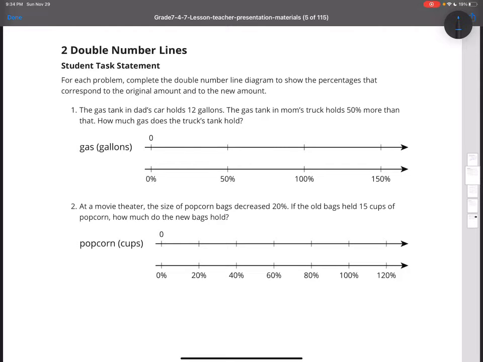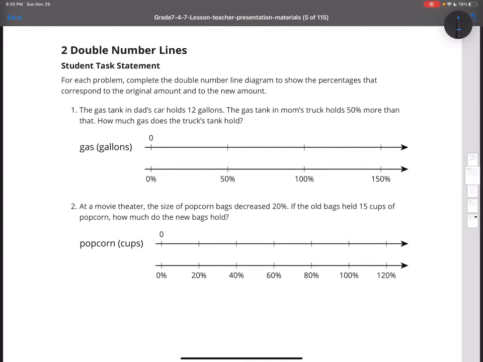Okay, guys, let's jump into the second portion of this lesson called double number lines. All right, it says for each problem, complete the double number line to show the percentages that correspond to the original amount and to the new amount. Okay, so let's look at number one.